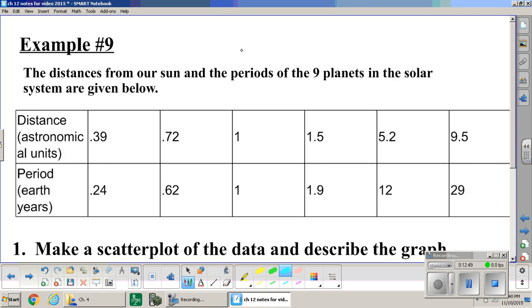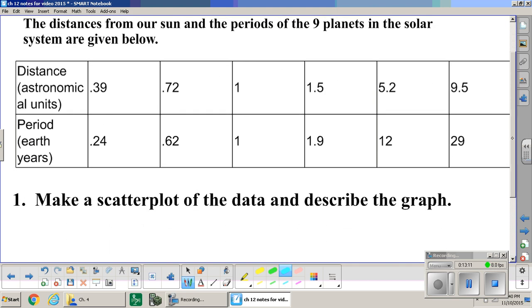So here's our data. Go ahead, type it into your calculator. I'll give you a moment to do so. Pause this while you need to type it in. Okay, good. So we've got our planets in the solar system and the period in Earth years.